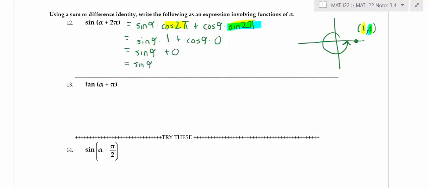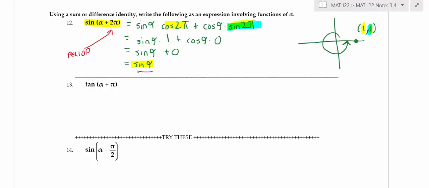So one of the things I want you to notice on this is if you thought of this in a graphical context, 2 pi is the period of a sine wave. So if you add a period, you should get the same answer, and you do. So that's very logical. If you actually graphed the sine of alpha plus 2 pi, you'd have a phase shift to the left of 2 pi, so you'd have the same result.